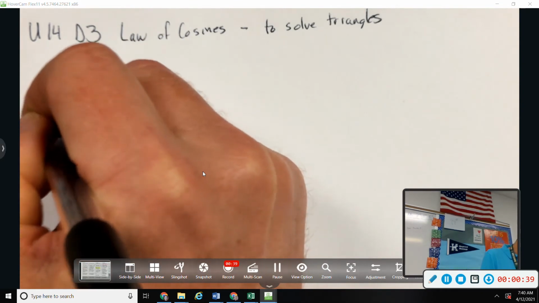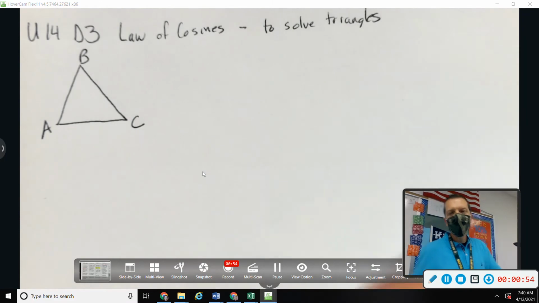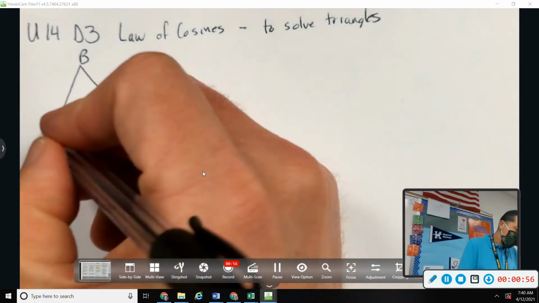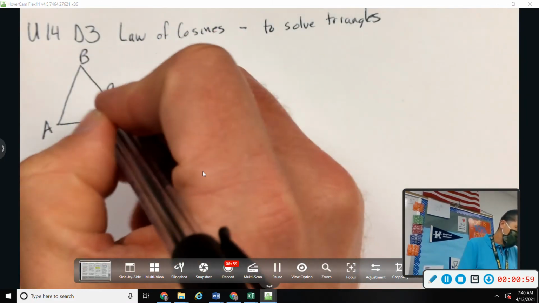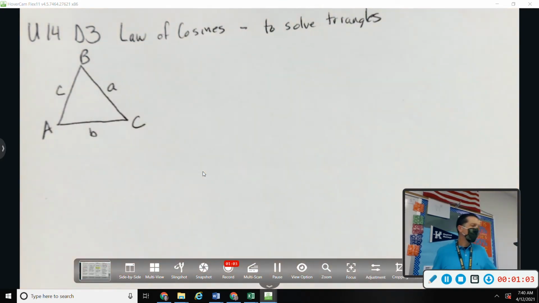Let's see. So again, just draw any random triangle you like. Doesn't matter what shape it is. Doesn't really matter what angles you use or where you put them. But once you make it that far, it does matter where the sides go, because they've got to be across from their angles. So side A across from A, side B across from B, side C across from C.